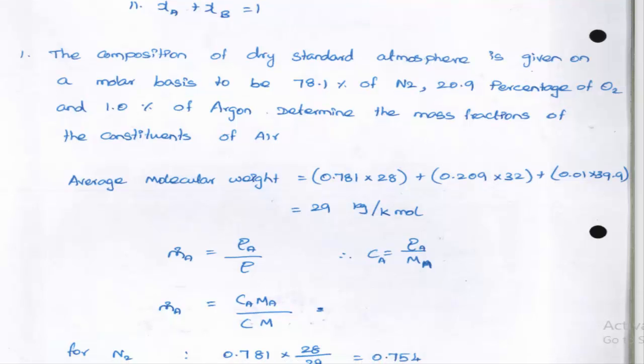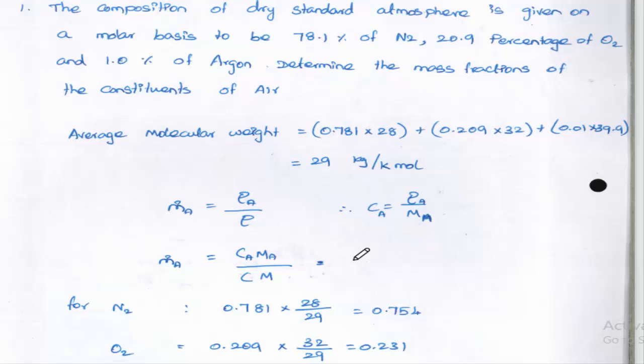Now go to the problem. The first problem given: the composition of dry standard atmospheric air is given on a molar basis to be 78.1% of nitrogen, 20.9% of O2, and 1.0% of argon. Now I am considering the air consists of only three components: nitrogen, oxygen, argon. Now I am going to find out the mass fractions of all components.